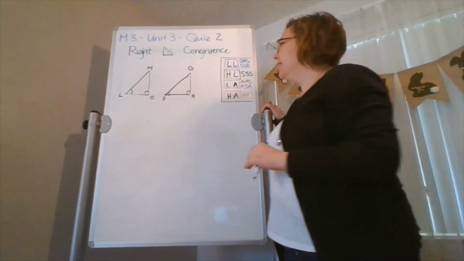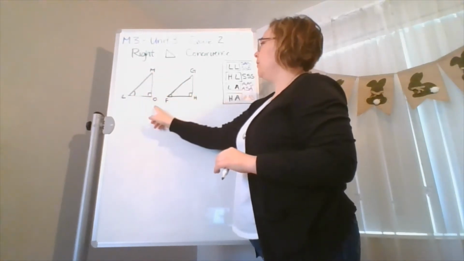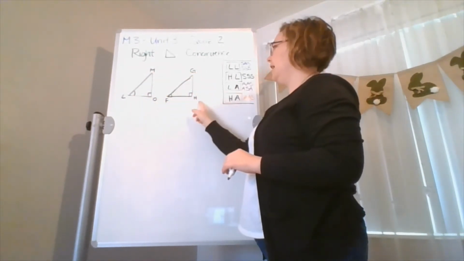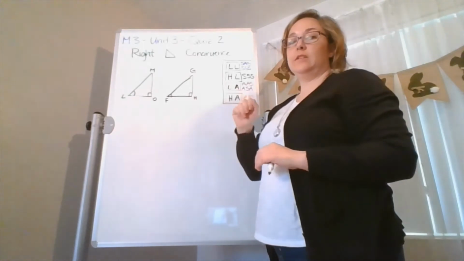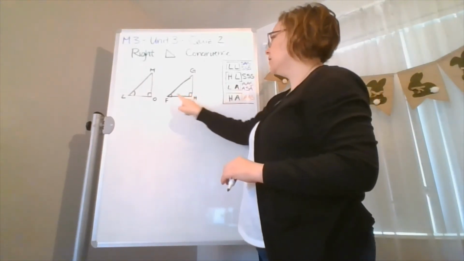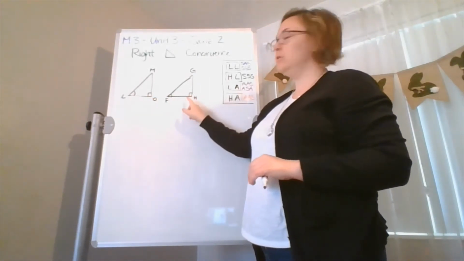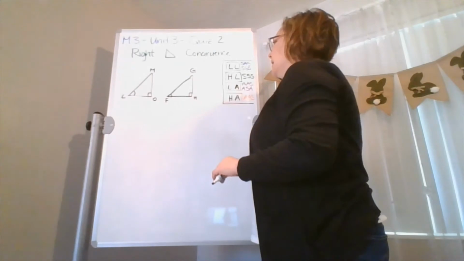Okay, so we have these two right triangles, triangle LMO and triangle FGH. We need to decide if these two right triangles are congruent. We know that they are right triangles because of the marking, the square in these two corners or their angles. Okay, so we're going to decide, let's see.